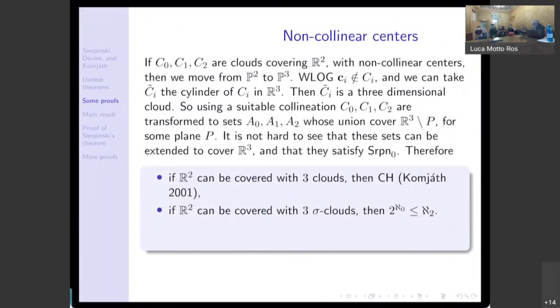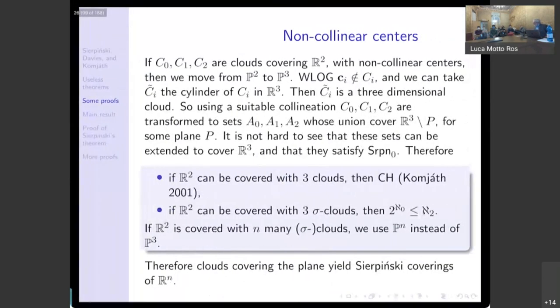If R2 can be covered with three sigma clouds, then... Komjáth did not define sigma clouds, but it follows from this argument, and we get the convenience of the two. If R2 is covered with finitely many sigma clouds, you have to use P sub n, the nth projective space, rather than two, and that's why you get our continuum. So it's the same thing. Therefore, three clouds, or four clouds covering the plane, yield Sierpiński covering.